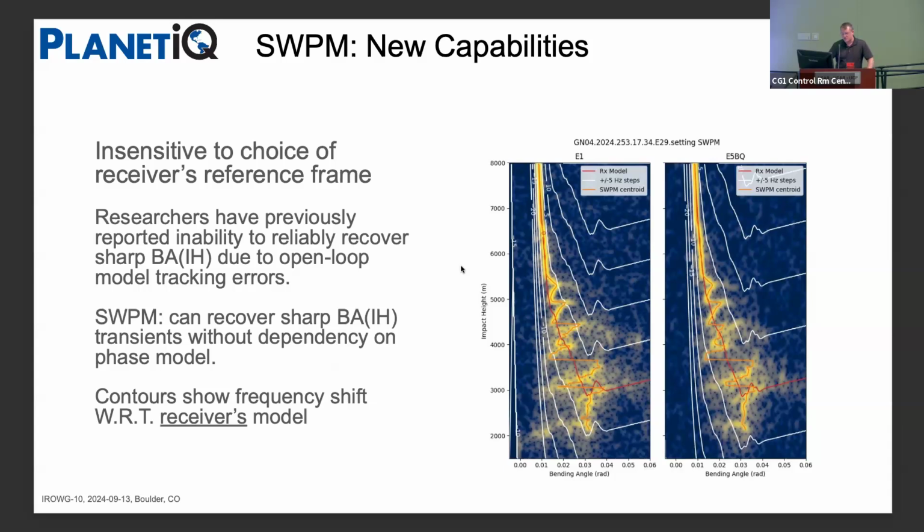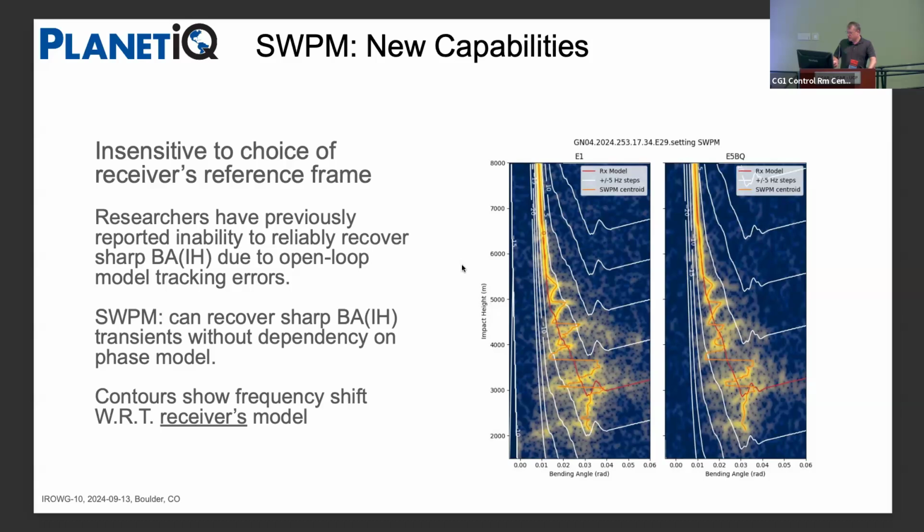Previous researchers have reported that there is an inability to recover sharp bending angles due to open loop model tracking errors. Sliding window phase matching can recover sharp bending angle versus impact height transients without any dependency on the phase model. So when we look at these sharp steps here, and here, and here, every single one of those represents a steep vertical gradient in the index of refractivity. We want to recover those vertical gradients to improve analysis in the lower troposphere.